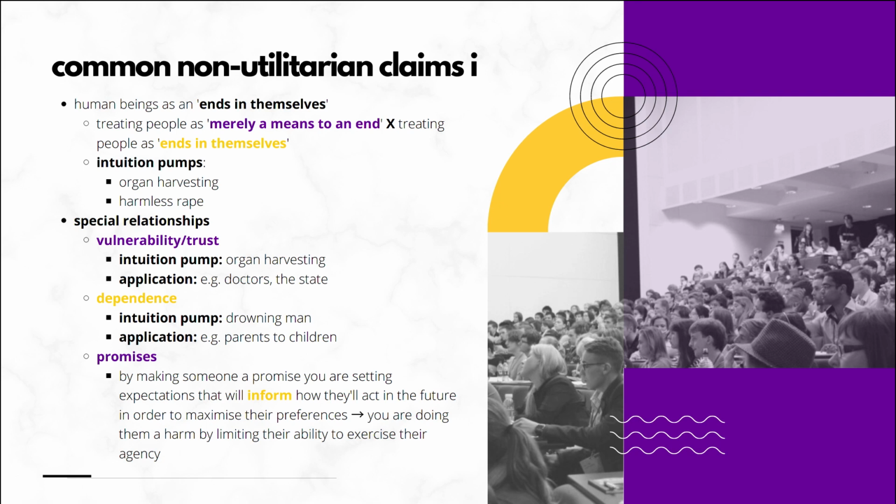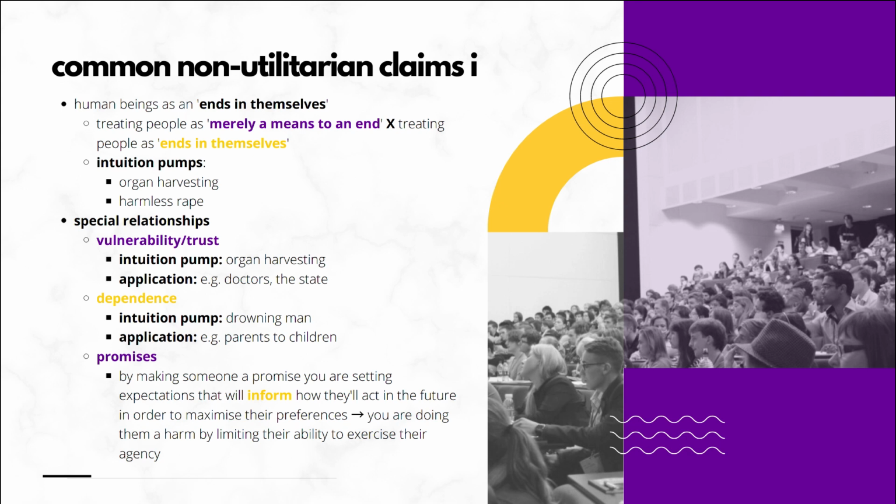The first of the non-utilitarian claims that I want to talk about is the claim that human beings are not merely a means to an end, but rather they are ends in themselves. So this is a common Kantian claim. It might not be clear at face value what exactly we mean by this, so I'm going to start by talking about two different intuition pumps, and then we'll give a bit more of a discussion about exactly what this claim means, and how you might use it.